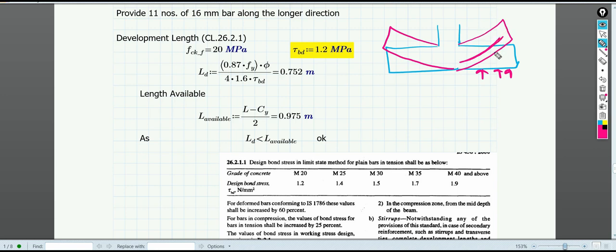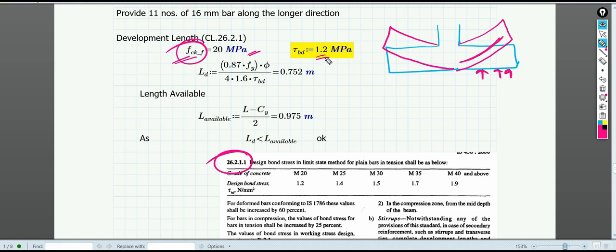So let's see. For fck, that is the footing grade M20, tau bd we will find out as 0.12, which you can find from clause number 26.2.1.1. And as we are using HYSD bars, this tau bd can be increased by 60%. From that we can find out the development length, and the development length equations we have already calculated, so I'm not going to explain all this. So Ld comes out to be around 752 mm, and you can see that the cantilever projection is around 975 mm, right? The available length, the cantilever projection, is 975, and the development length requirement is 750. So obviously we have more space available compared to what is required, so our development length criterion will be satisfied. Okay, so Ld is less than the available length, so it will be okay.